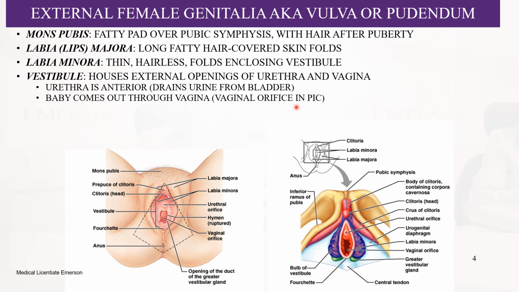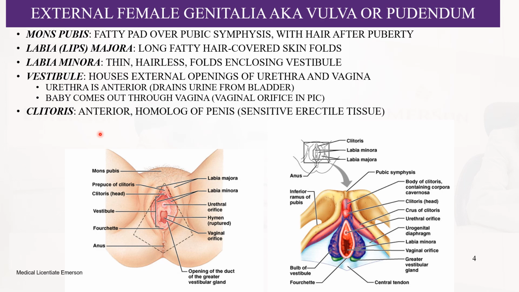The vaginal orifice is the vaginal introitus, the opening. That is what is visible outside, that's part of the vulva. The vagina itself inside is not part of the vulva, but the opening is part of the vulva. Here we are saying the vestibule goes all the way inside and houses the external openings of the urethra and of the vagina, which we call the vaginal orifice. Then apart from that, we also have the clitoris, which is an anterior homologue of the penis, a sensitive erectile tissue.